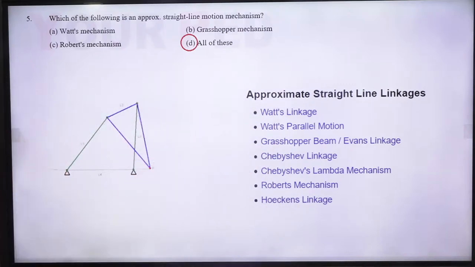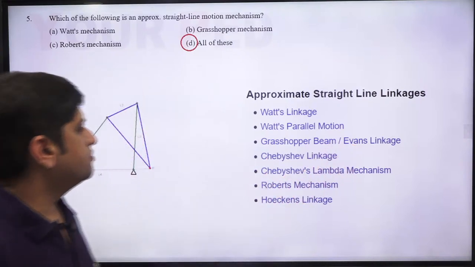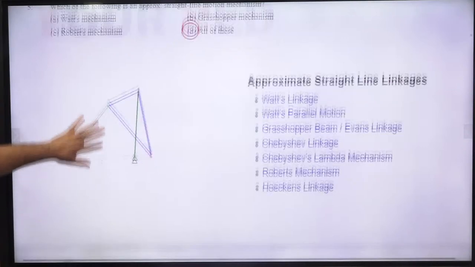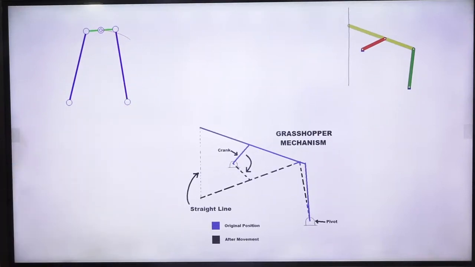Note down their names. All these names, please remember: Robert mechanism, Watt mechanism, grasshopper mechanism, Evans mechanism, this name also, Evans mechanism, and Chebyshev's mechanism. Please remember these names because direct questions come in the exam. So you should know the names of these mechanisms. These all are straight line motion mechanisms. These are some of the examples. I think these were all zip files. They are not playing right now. These are grasshopper mechanisms and Robert mechanism.